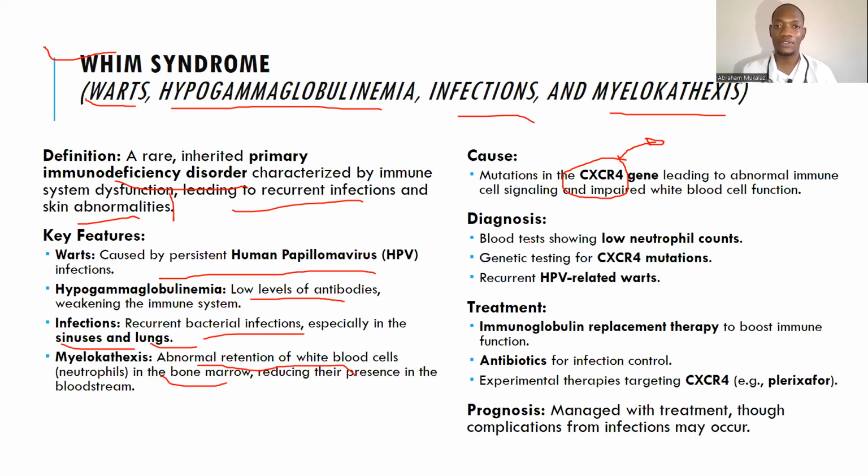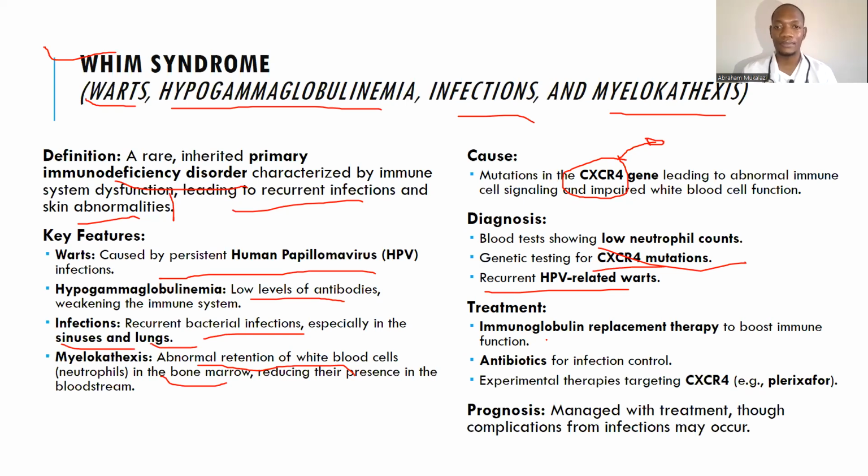For the diagnosis, we can do blood work. We do a CBC and someone will have a low neutrophil count. They will need genetic testing, which shows a mutation in the CXCR4 gene, and this patient will also have recurrent warts. In some cases, they are very extensive, covering almost the entire body.